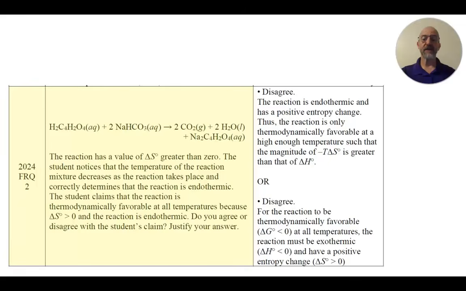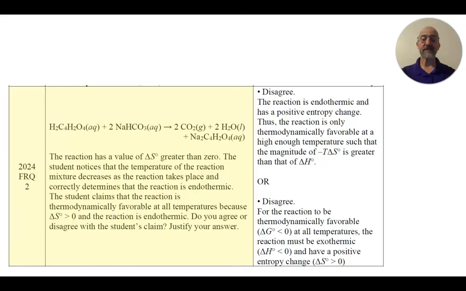The student notices that the temperature of the reaction mixture decreases as the reaction takes place and correctly determines that the reaction is endothermic. So we have a positive delta S and we have an endothermic reaction. And so here the student claims that the reaction is thermodynamically favorable at all temperatures because delta S is positive and the reaction is endothermic. So do you agree or disagree with the student's claim? Justify your answer. And so here are the official scoring guidelines for that.